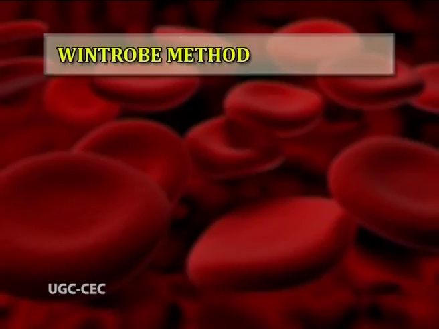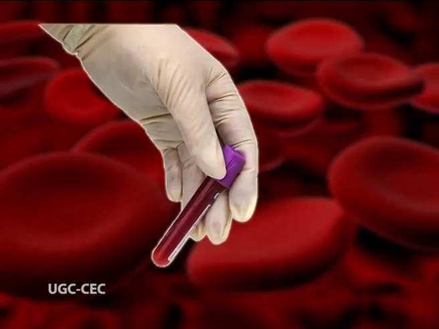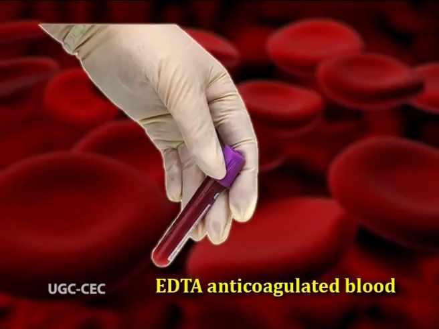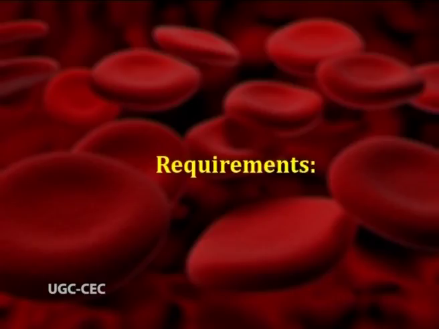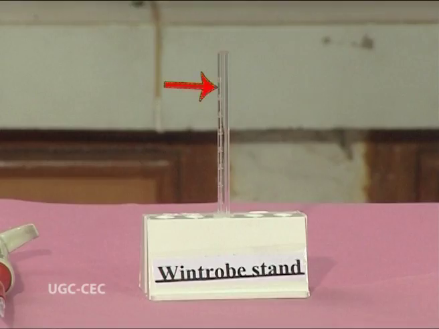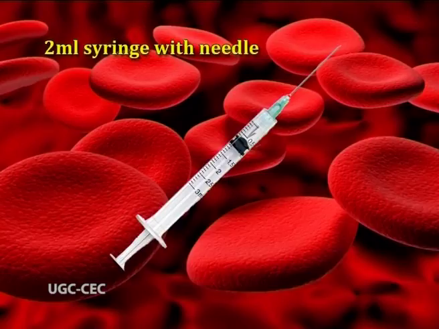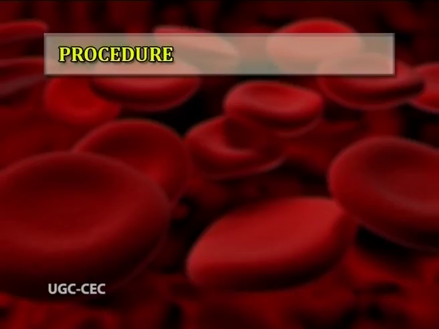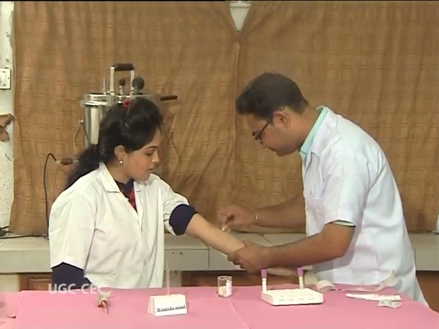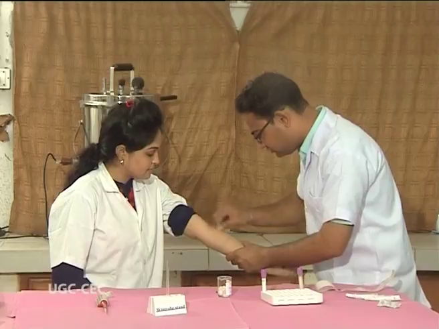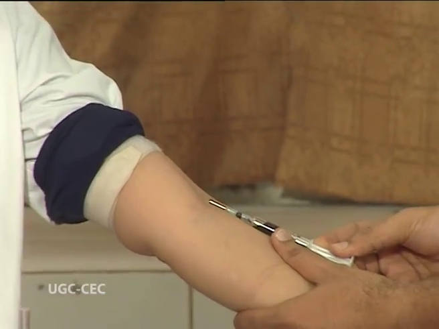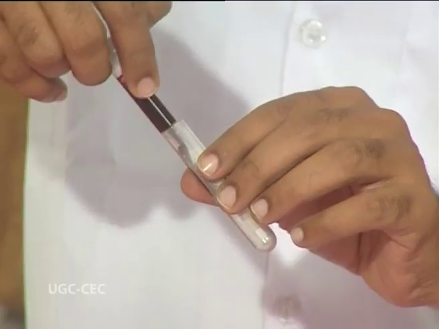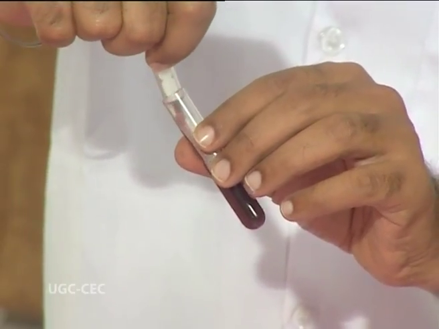Now we will see the Wintrobe method. Here the specimen required is fresh fasting EDTA anticoagulated blood, and that should be undiluted too. Requirements: Wintrobe tube stand, 2 ml syringe with needle, timer or watch. Procedure: 1. Clean the patient's skin at the site of collection. 2. Collect 3 ml of blood by syringe and transfer it to an EDTA vacutainer.